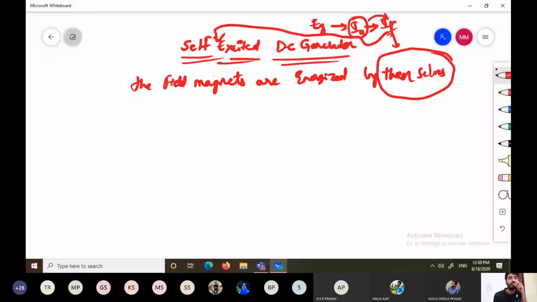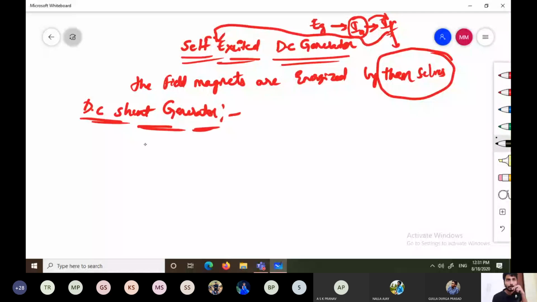Okay. In this, there are three types. I have already discussed it. So the first one is a DC shunt generator. We will discuss one by one. A DC shunt generator. What do you mean by DC shunt generator?